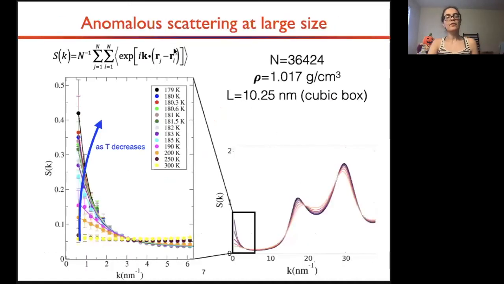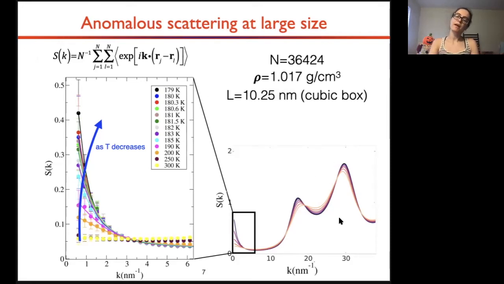So this is the first analysis, where I mimic the scattering experiments. Here I did simulations at constant volume on the critical isocore, and these are pretty large simulations because they need to accommodate a diverging correlation length. And I calculated the structure factor exactly as in scattering experiments.